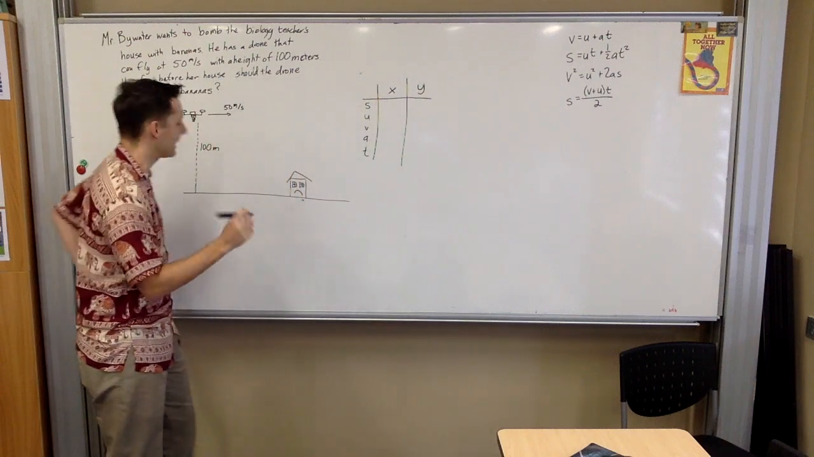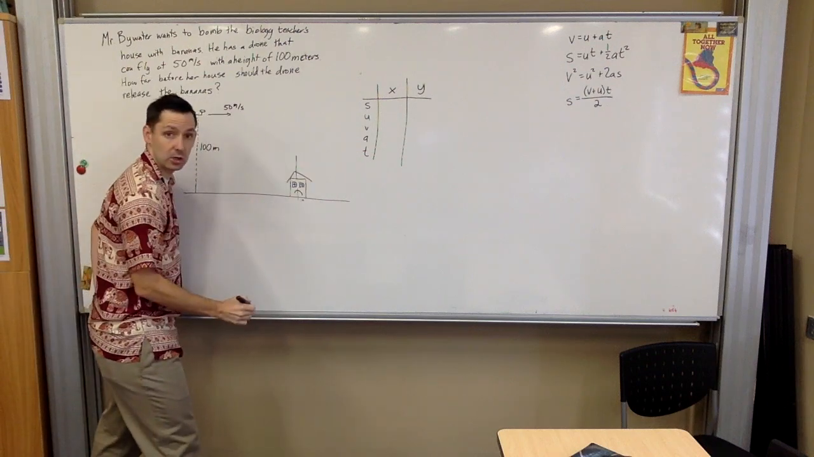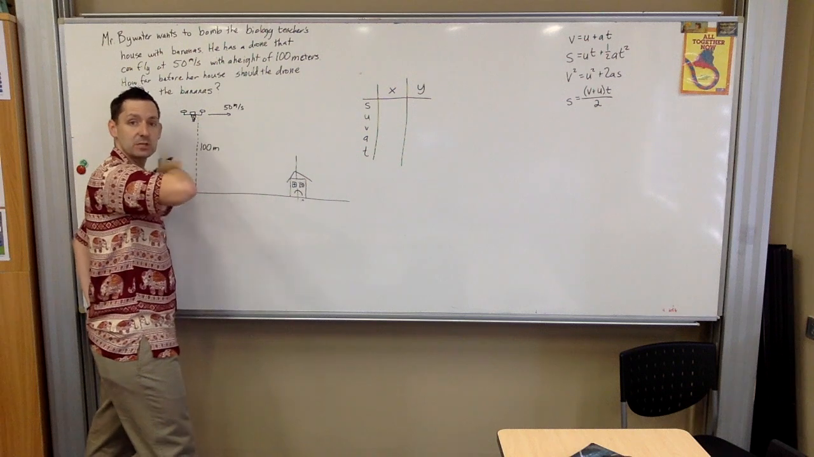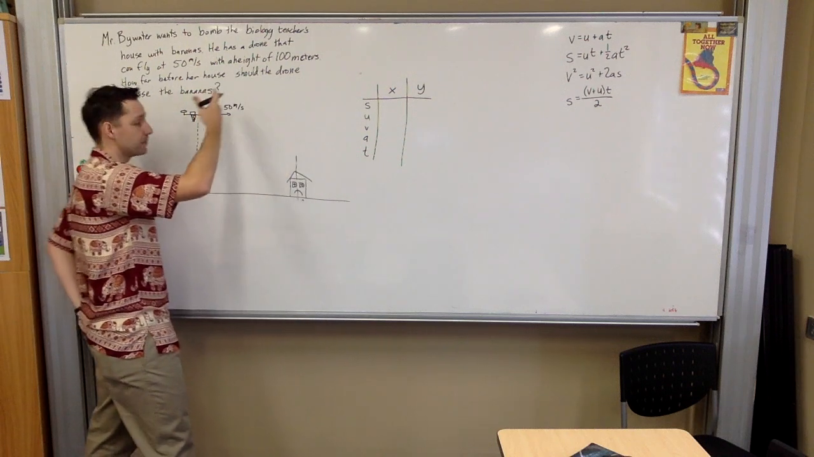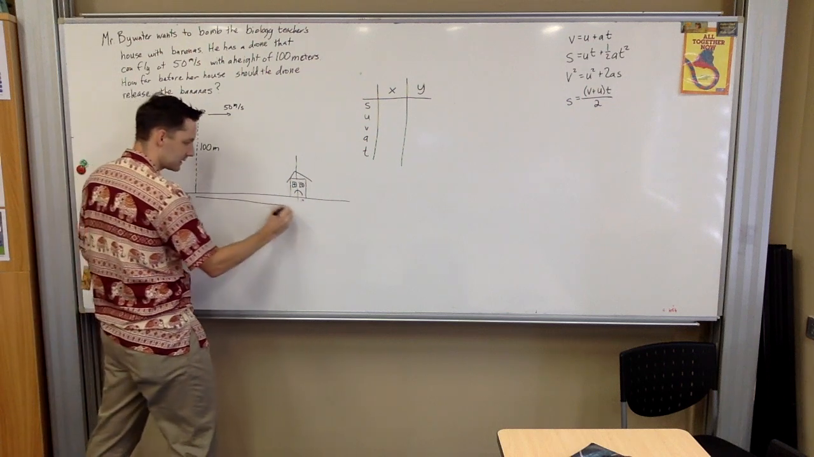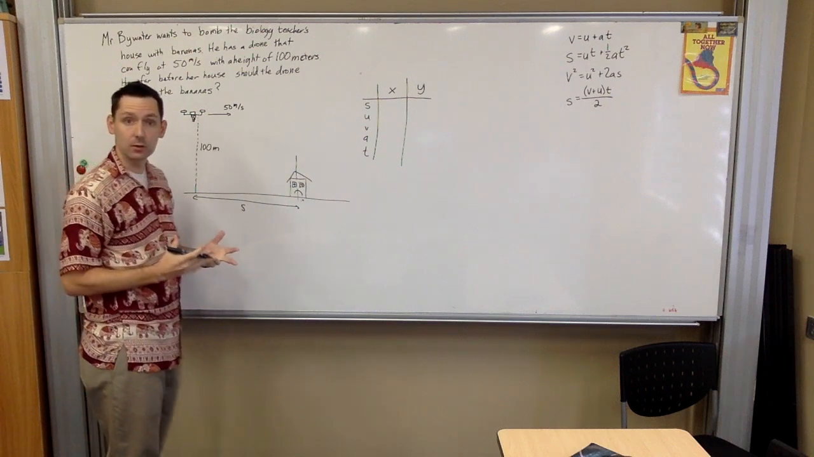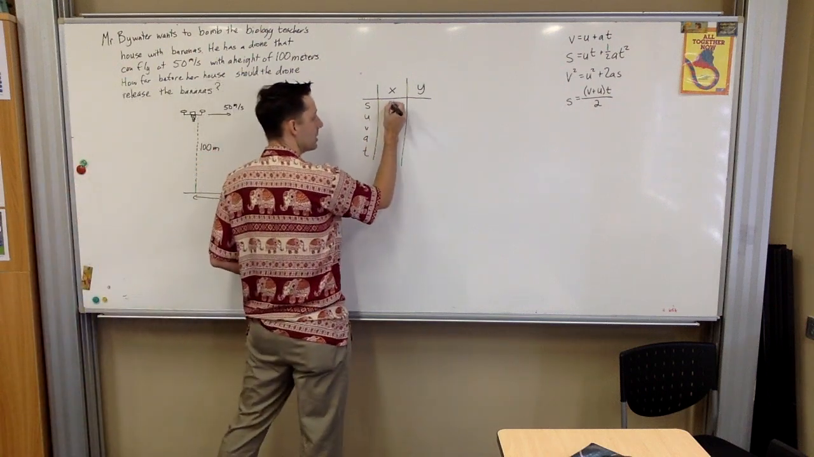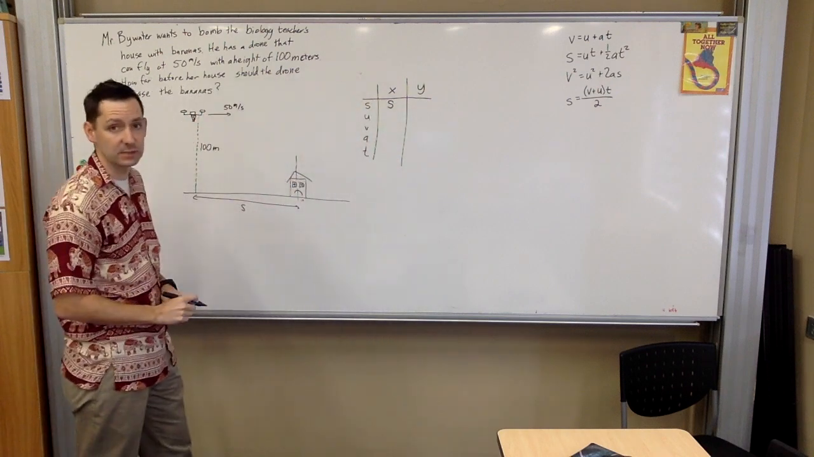Now remember, the beginning is here, the ending is here. So my horizontal displacement is just how far horizontally it's going to be displaced between the beginning and the end. So that's this distance right here. That is what I'm actually looking for, right? That's the distance that I want. So this is what I want right there. So I'm going to put an S right there for displacement.